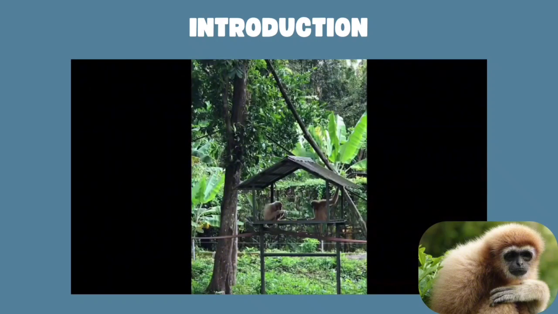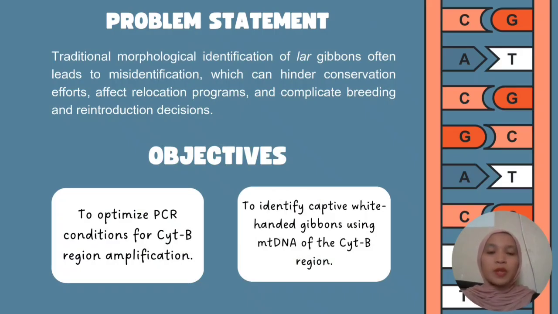So, the problem statement of this research project is that traditional morphological identification of Lar gibbons often leads to misidentification, which can hinder conservation efforts, affect the relocation programs, and complicate breeding and reintroduction decisions. So, for this project, there are two objectives. The first one is to optimize the PCR conditions for Cyt-B region amplification, and the second one is to identify captive white-handed gibbons using mtDNA of Cyt-B region.